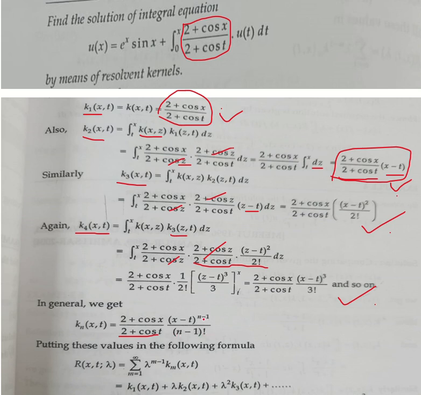So I have written n minus 1 factorial. I have to match even with the power. So x minus t power n minus 1. Why have I written power n minus 1? In k1, there is no x minus t. So if I write 1 minus 1, 1 minus 1 is 0. So x minus t power 0 is 1. So k1 of xt will be x minus t power 1 minus 1, which is 0. So I have written x minus t power n minus 1 divided by n minus 1 factorial. So this is my iterative kernel in general, kn of xt.